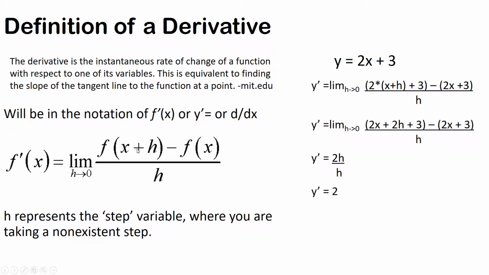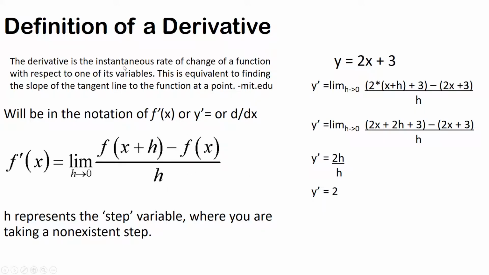So for the definition of a derivative, we have f prime here, and here's where limits come in. The limit as the variable h approaches 0 of f at x plus h, so your function of x plus h, minus f at x, all over h.